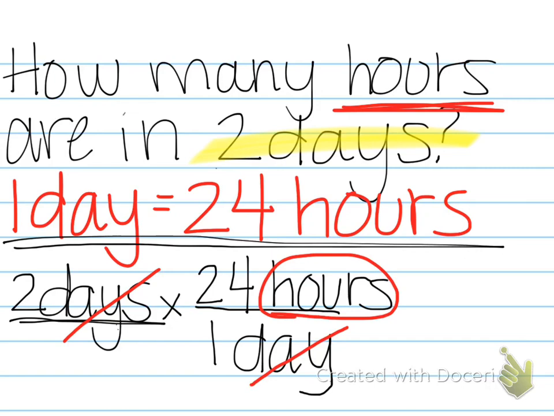So now if you go back to the slide we just did, we multiply numbers on top and we divide by numbers on the bottom. So we're left with 2 times 24, which is 48, divided by 1 equals 48, and the unit we are left with is hours. So a pretty easy problem for us to do here. So let's go on to something that's going to be a little bit more difficult.